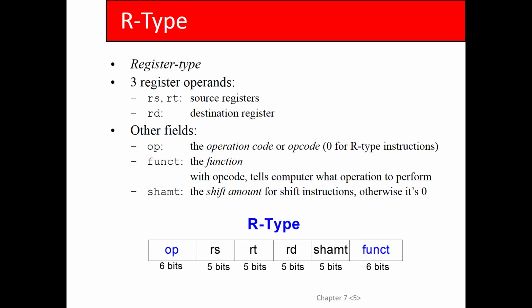So R-type looks like this. It's remarkable in that you have 3 register fields and a shift amount for the shift instructions. The shift amount is like a little constant. And then there's a function code that tells it what to do. That's it. Pretty simple.